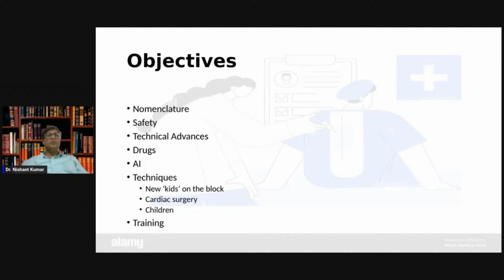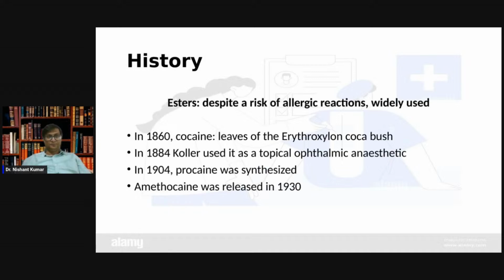Okay. So the objectives of today's talk would be the nomenclature that we follow for the regional blocks, how safe they are, what are the technical advances that we have seen, the drugs, use of artificial intelligence, the techniques, and how we can further the training or improve the training.